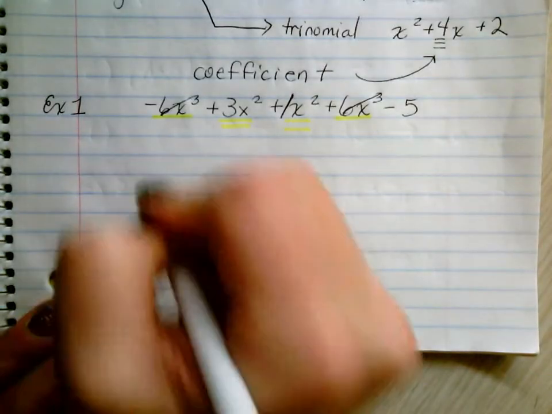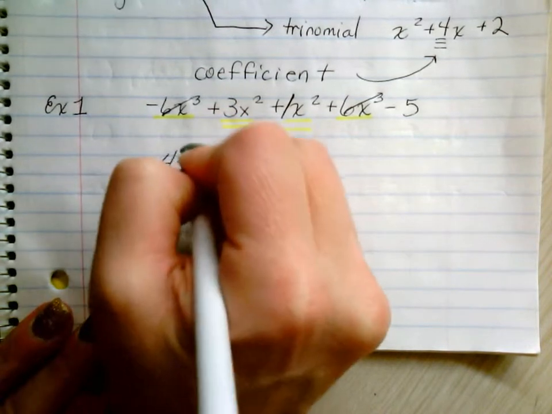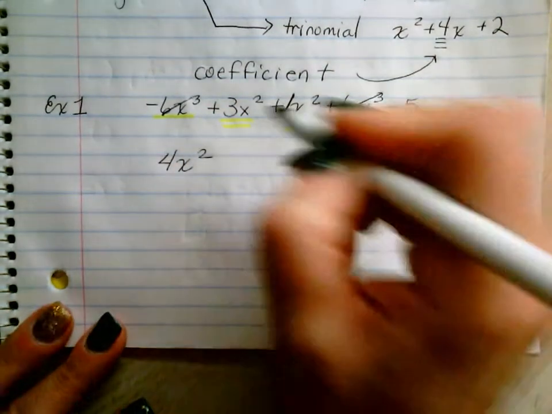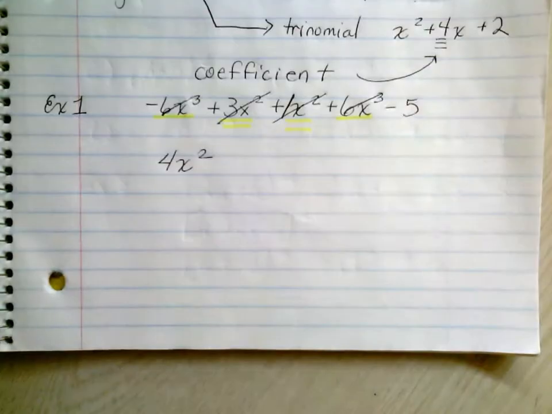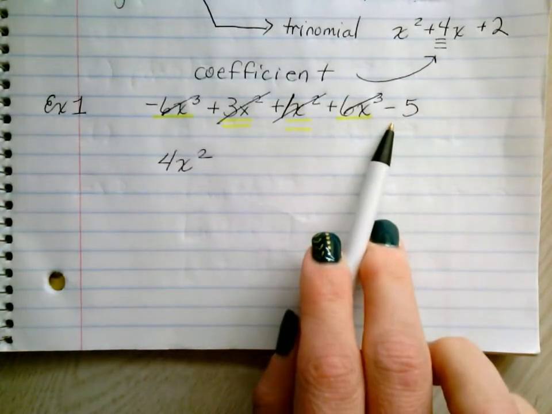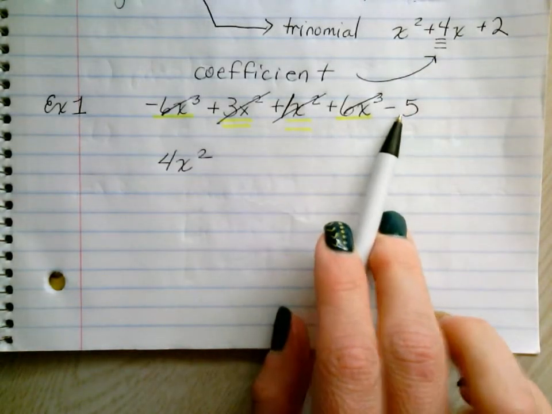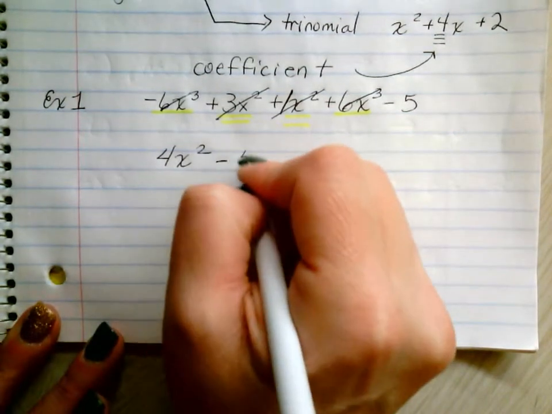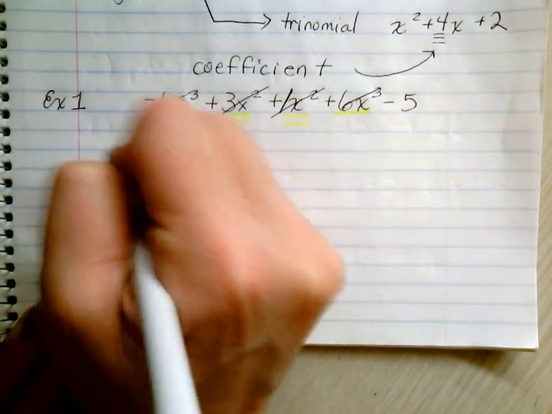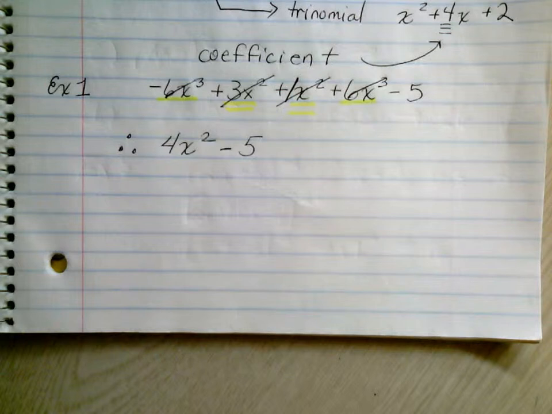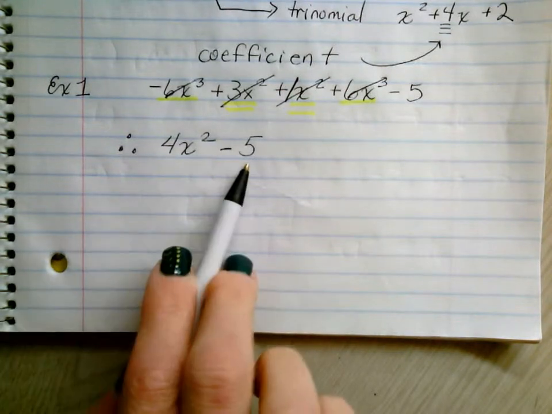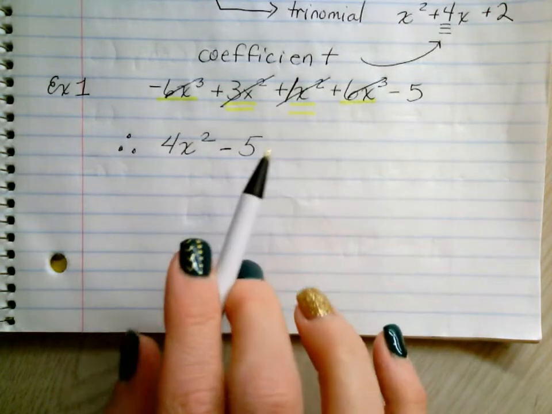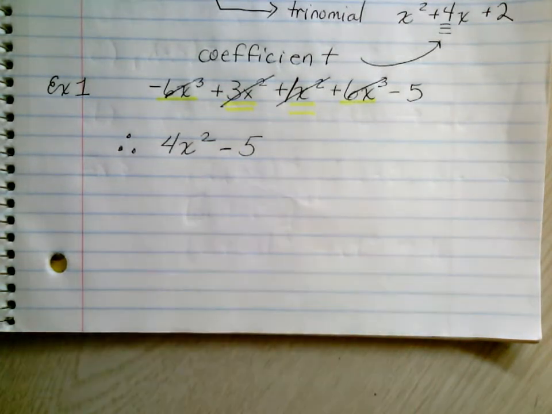3x squared and 1x squared, 4x squared, right? Crossing them off. Is there anything for me to combine my constant with? No. This is the simplified form of the above polynomial. So this binomial is the simplified form, okay?